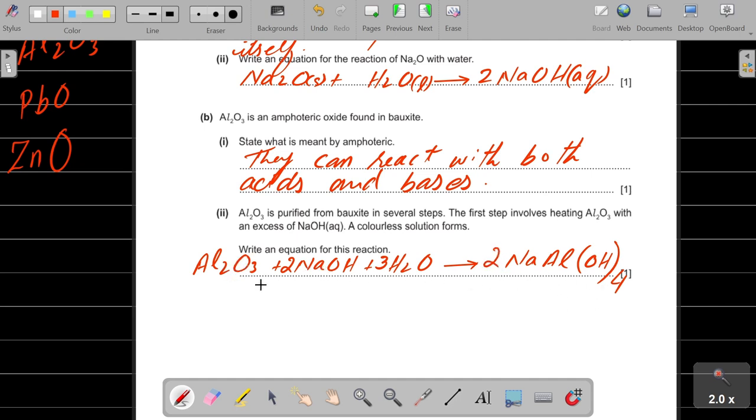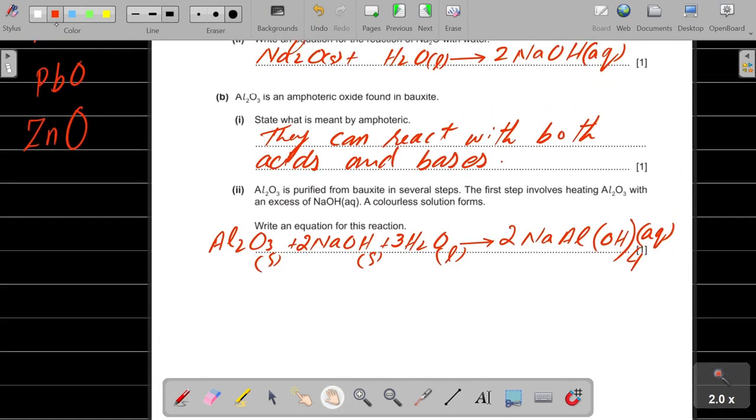Aluminum oxide exists in nature as a solid. Sodium hydroxide also exists as a solid. Water exists as a liquid. Because we are adding them together in the water, this will become aqueous. Its physical state is aqueous. So we have the next question.